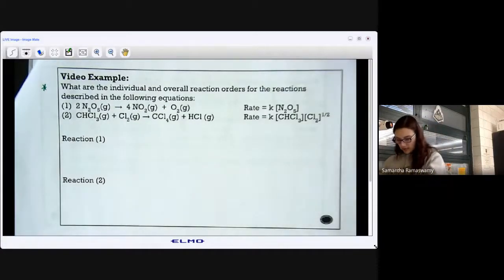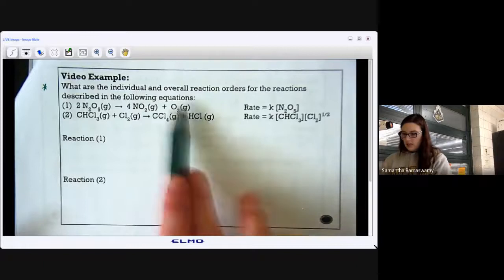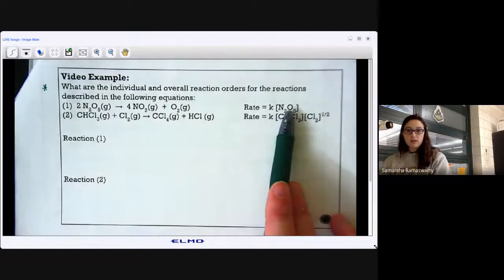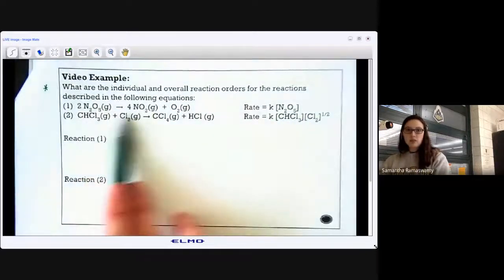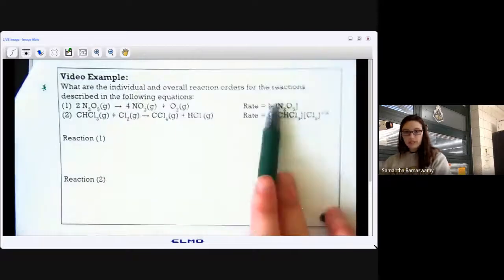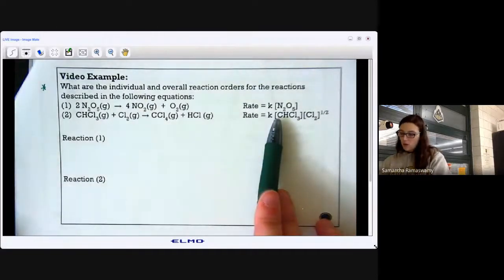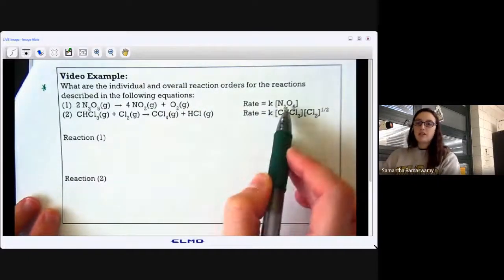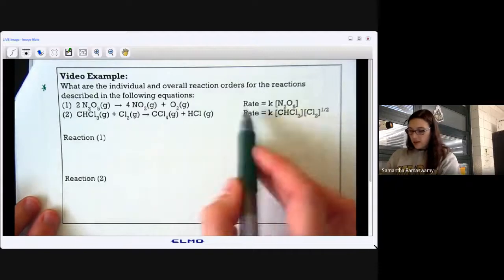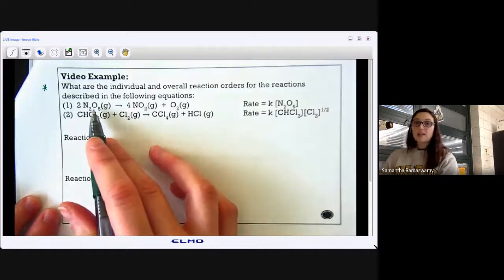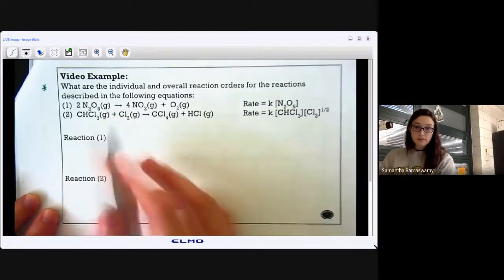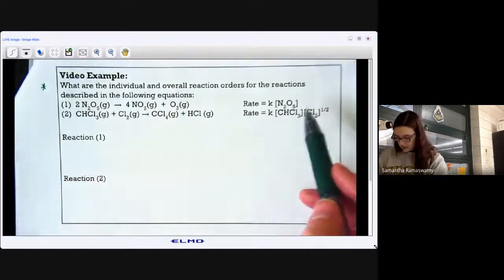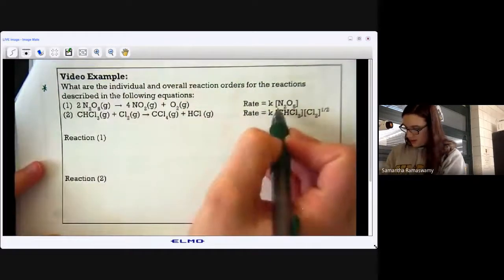When we're looking at the individual and overall reaction orders, it always comes from the rate law. We do not ever look at the balanced equation for reaction orders. We only look at the rate law. So for reaction 1, the rate law is rate equals K times the concentration of N2O5. Notice how the rate law does not necessarily match the equation, and that's okay. It usually won't. So we're going to use the rate law to determine the order.